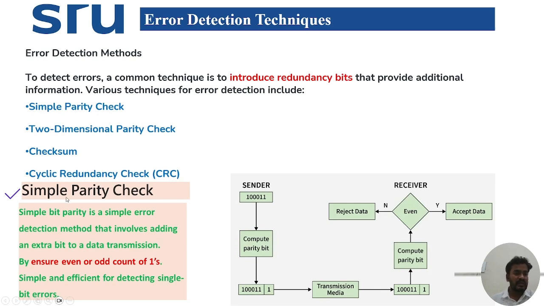So simple parity check is a simple error detection method that involves adding an extra bit to the data transmission, based on the even or odd count of ones.